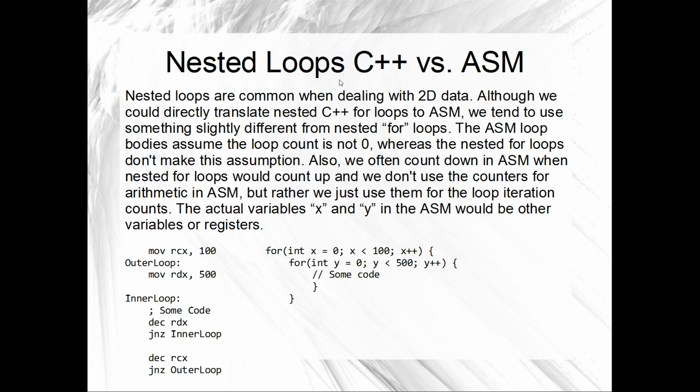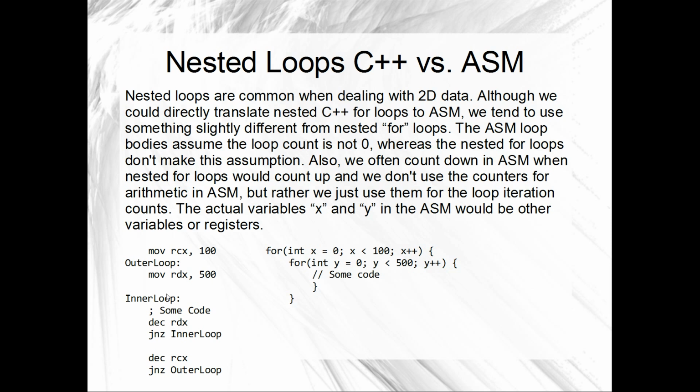Okay, so this is the last little thing that I wanted to point out: just how different assembly and C++ are. What's normal for C++ is pretty weird for assembly, and vice versa generally. For instance, nested loops are really common when dealing with 2D data, and they're common in C++ and in assembly as well, but we tend to write out completely different loops. A nested for loop is the common thing in C++, but in assembly we do a few strange things.